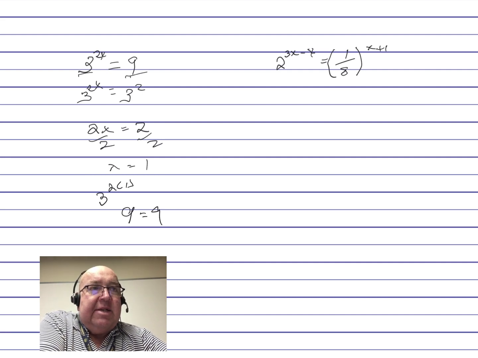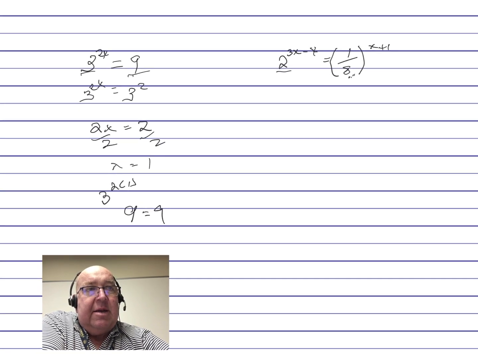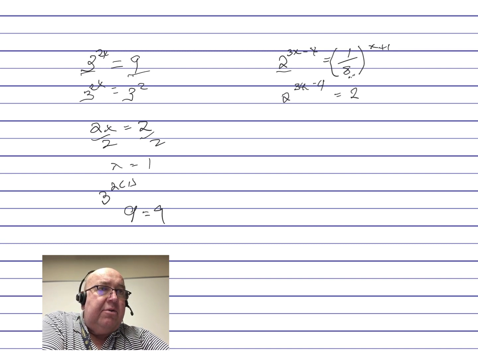So on the second one here, we see we have the same base of 2, and we want to make this a base of 2. So I know that 2 times 2 times 2 is 8, and the fact that this is in the denominator means that it's going to be to the negative 3 power. So we're going to write this out again. 2 to the 3x minus 4 is equal to 2, and I'm going to put a negative 3 here. And then I'm going to have to distribute the negative 3 to the x plus 1.